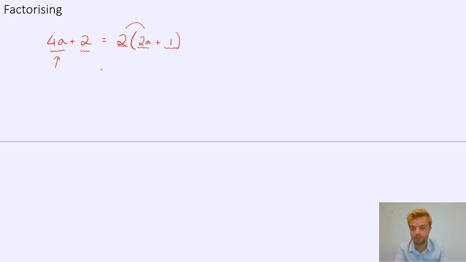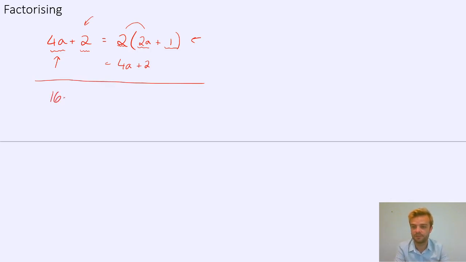And if you want, you can do a quick check by expanding the bracket and seeing if you do end up with what you should, because it's what you started with in the question. So 2 times 2a is 4a, and 2 times 1 is 2. So because the expression that we made expands to give the same as what we started with, it must be the right answer. We'll do some more. So let's have another one.